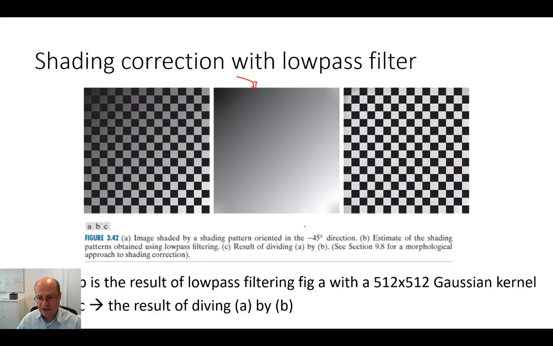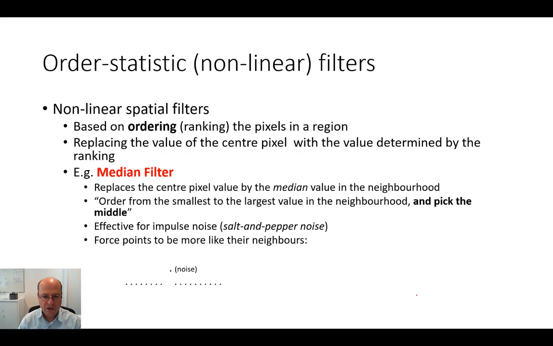Given that, I get a better image, which is the result of dividing by this shading pattern. And how do we get this shading pattern? This pattern is just the result of low-pass filtering the original image with a very large Gaussian kernel.